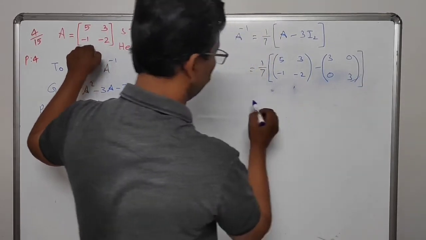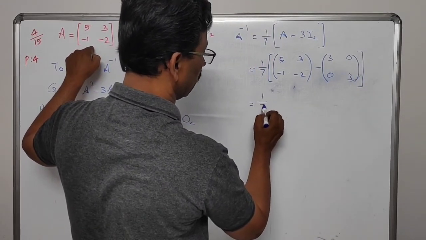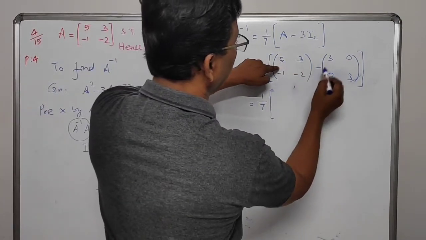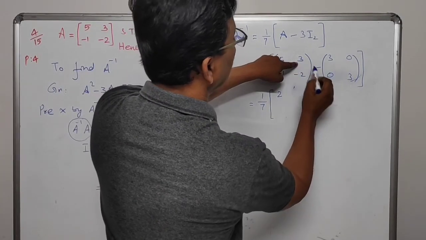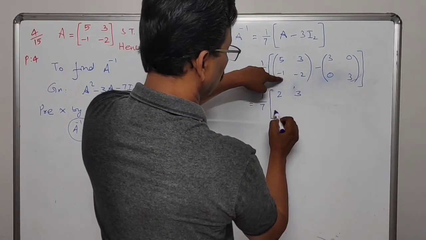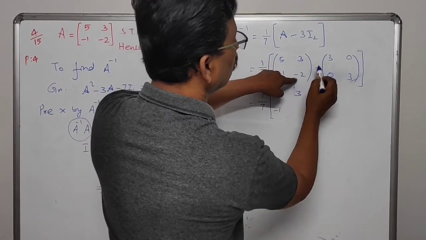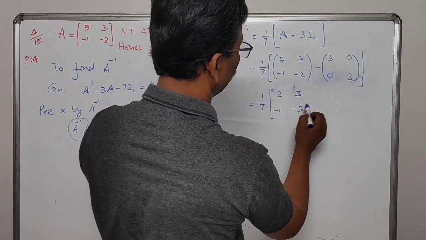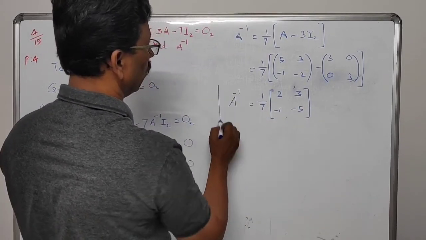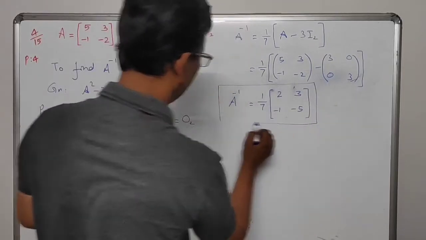That's all. Now we have to subtract. While subtracting, we also need to subtract only the corresponding elements. 5 minus 3 gives 2. 3 minus 0 gives 3. Minus 1 minus 0 gives minus 1. Then minus 2 minus 3 gives minus 5. Now this is the value of A inverse. Now we got A inverse through the given result.